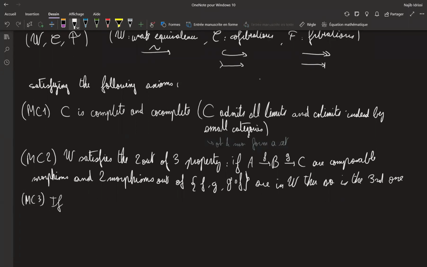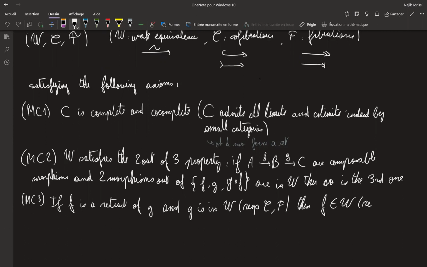Well, the third one, I guess. If F is a retract of G and G is in W, respectively C or F, then F is in W, respectively C or F. So if you have a morphism which is a weak equivalence, then any retract is a weak equivalence. Same for cofibrations and fibrations. So this one is a little bit harder to check than this one usually, but it's not too bad.